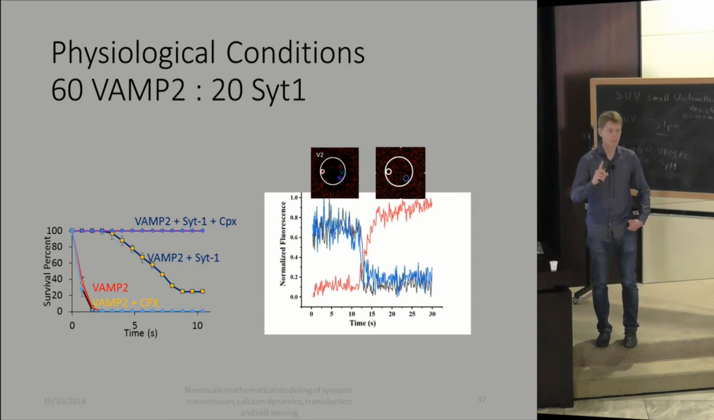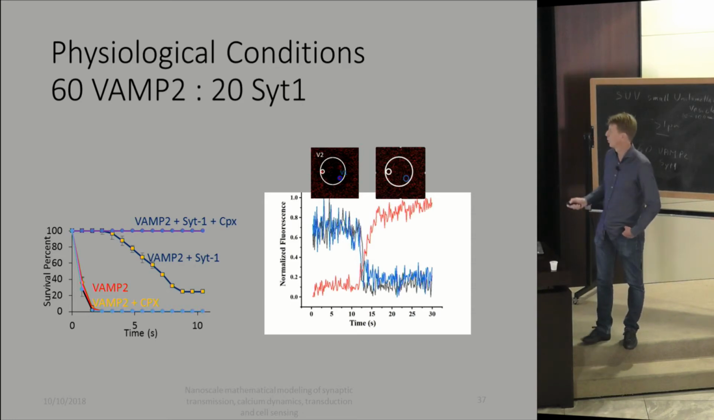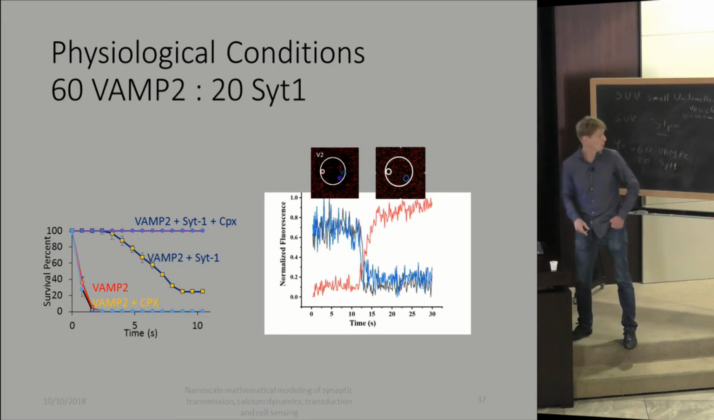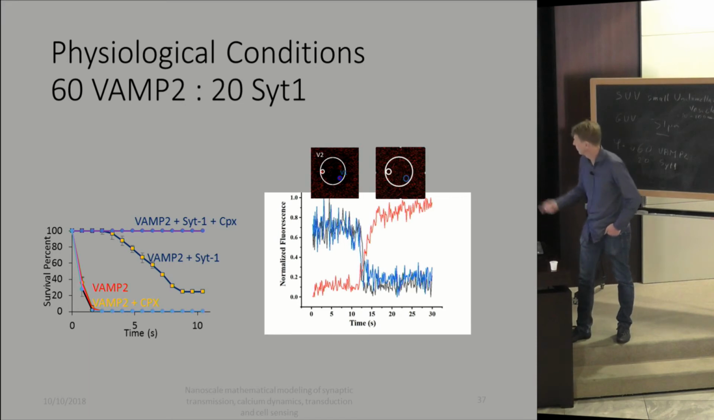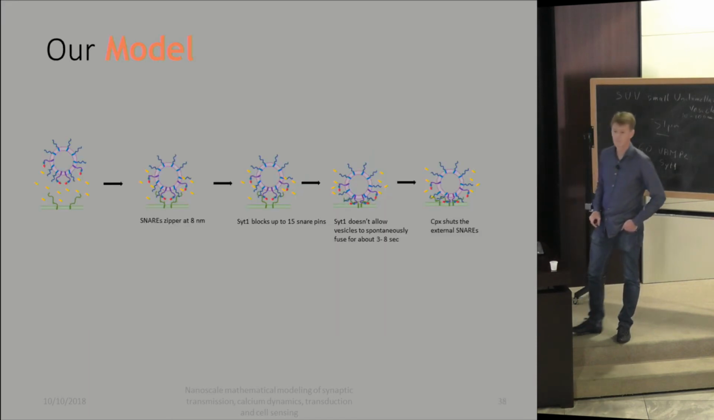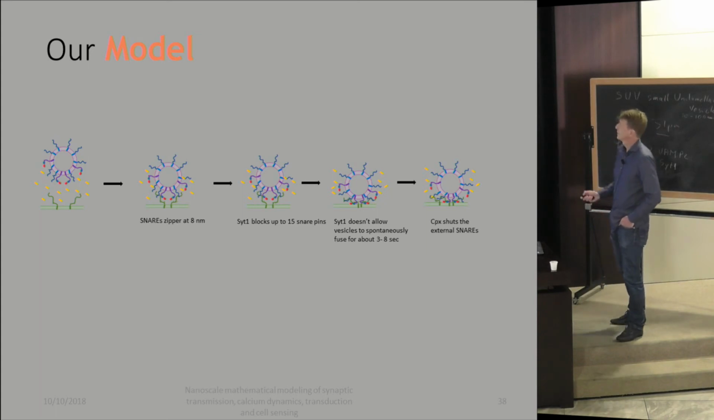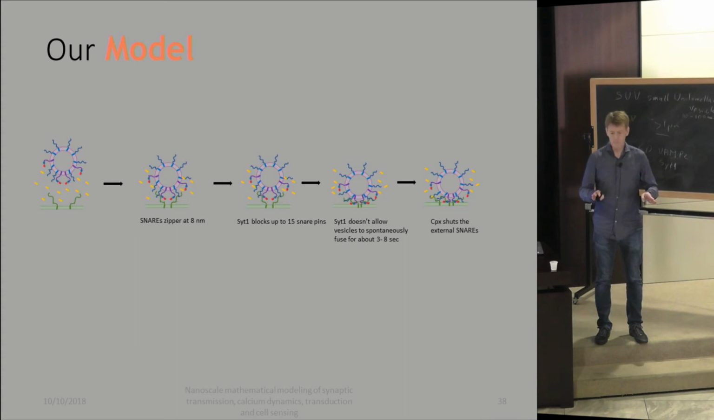If you put VAMP and synaptotagmin alone, there is spontaneous fusion, but it's delayed compared to the case of VAMP2 or VAMP2 with complexin. I'm not going to show this because it's the same as before. So our interpretation is that we have 20 synaptotagmin, 60 VAMP. Too many VAMPs to be blocked by synaptotagmin.